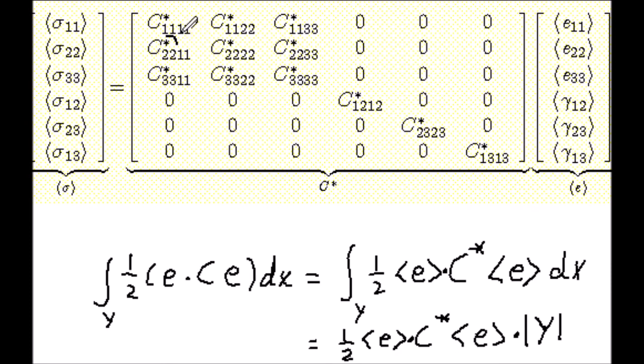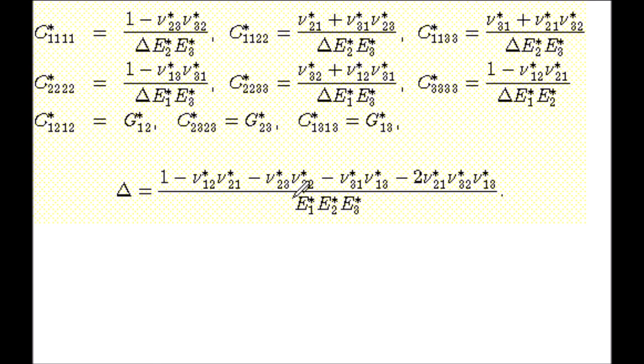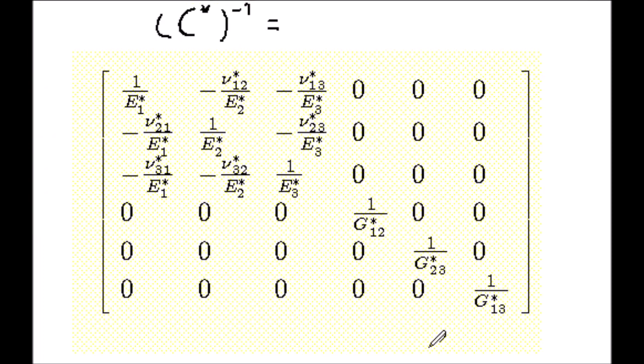We should also mention that the stiffness matrix is always symmetric with respect to the diagonal. The elements of the stiffness matrix are related to the classical average Young's modulus in the different directions and the Poisson ratios in the following way, which we are not going to prove here. It's also possible to show that the inverse of the effective stiffness matrix is given by the following expression.